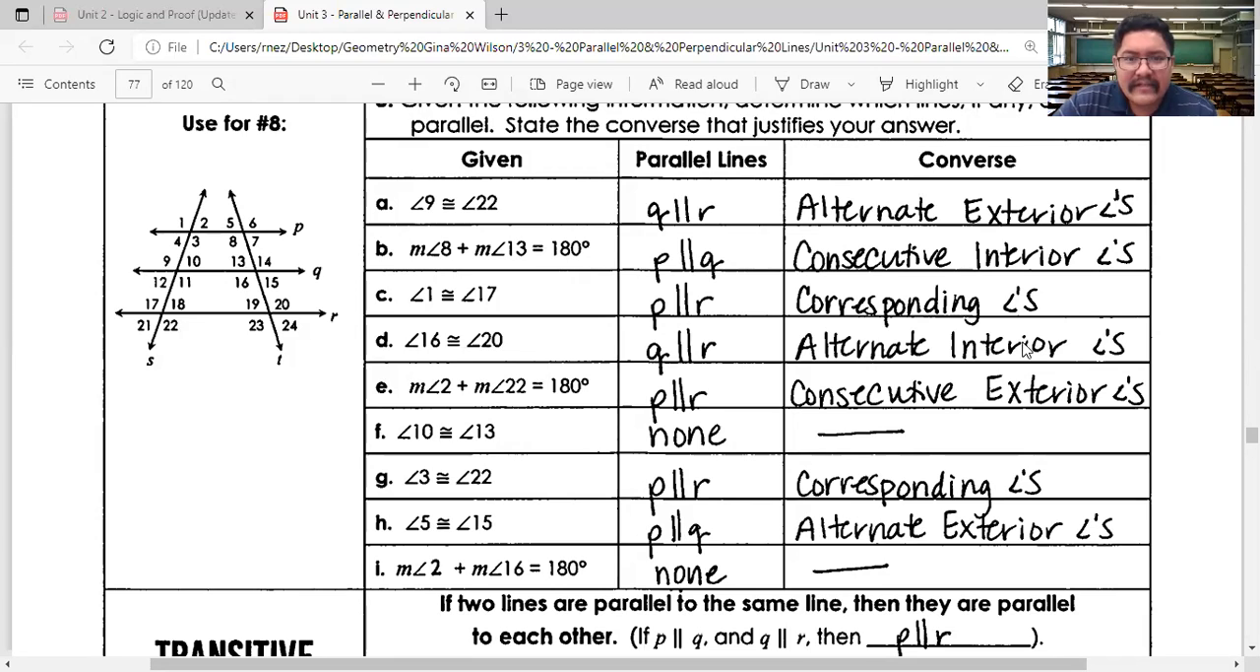Alternate interior angles. So let's see. Alternate interior angles. Oh yeah, sorry. They're both on the inside of Q and R, and they're on opposite sides or switched sides of T. Now be careful, because again, some of these may have none, okay? They have no relation.